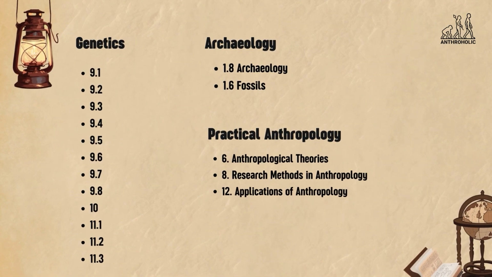After you are done with social cultural anthropology basics, you can start with genetics, the topic 9 till 11.3: 9.1, 9.2, 9.3, 9.4, 5, 6, 7, 8, 10, 11.1, 11.2, 11.3.